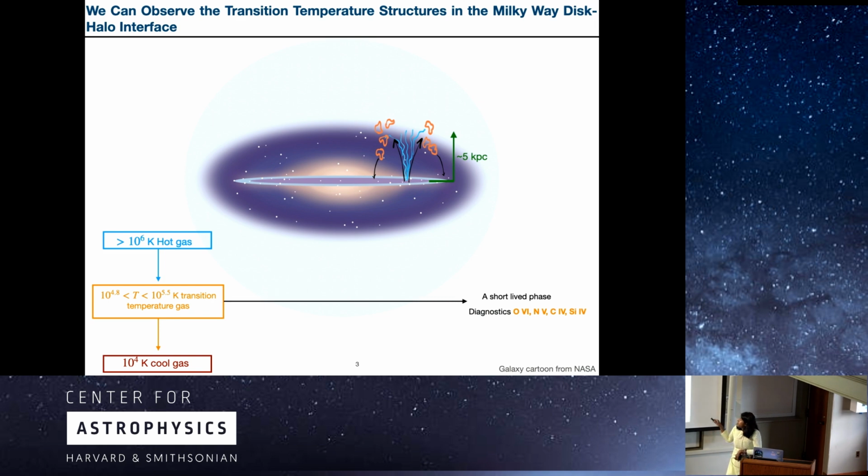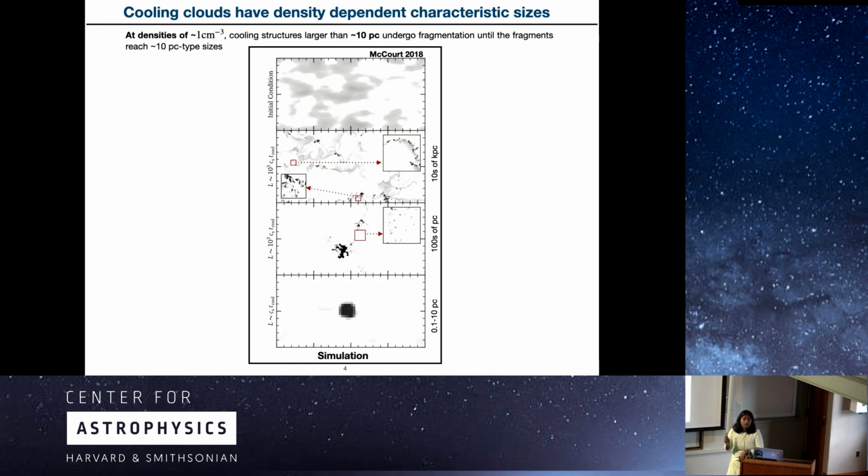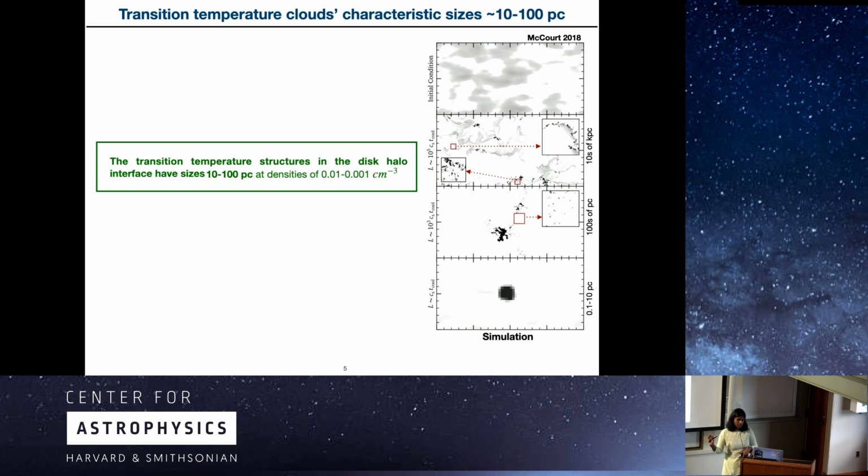And recently, McCord 2018 found that these cooling structures must have some density-dependent size scales. When these structures start to cool, any structure that is larger than these characteristic sizes will go through many fragmentation as shown in these middle two panels to reach this final size. So the main takeaway here is that the transition temperature gas at the disk halo interface density must have sizes of 10 to 100 parsecs, in between that range.